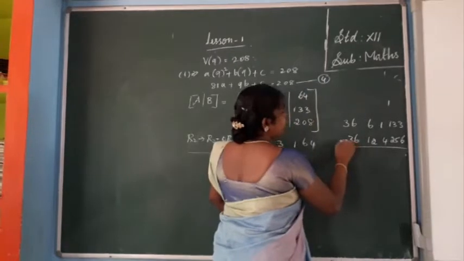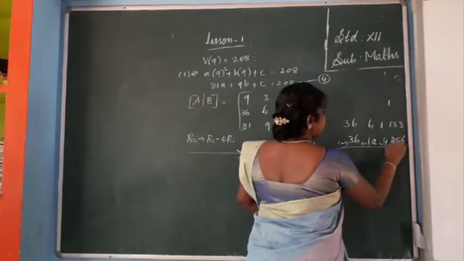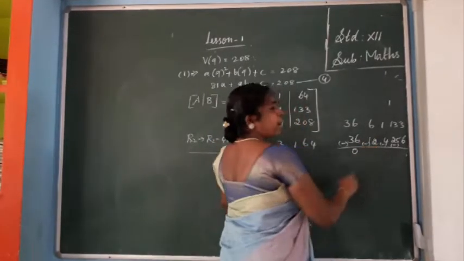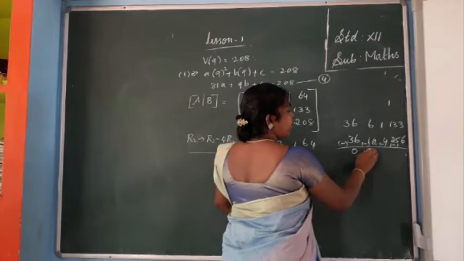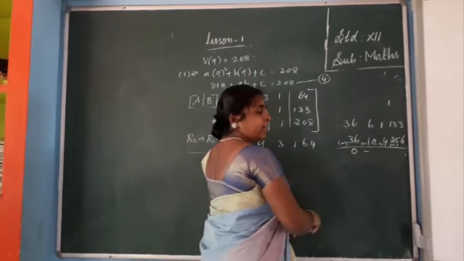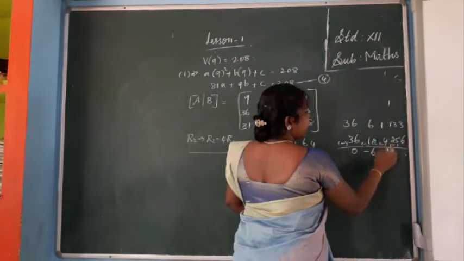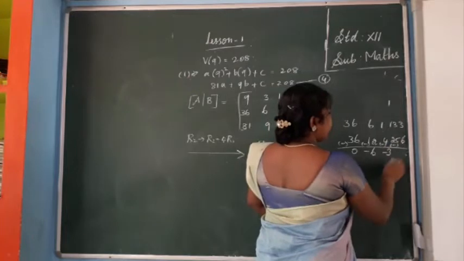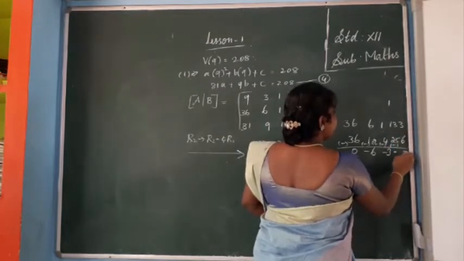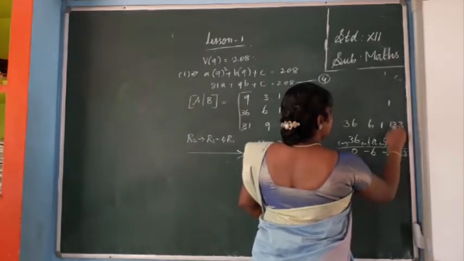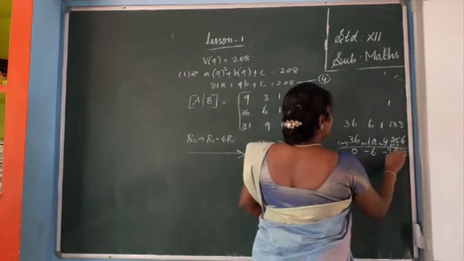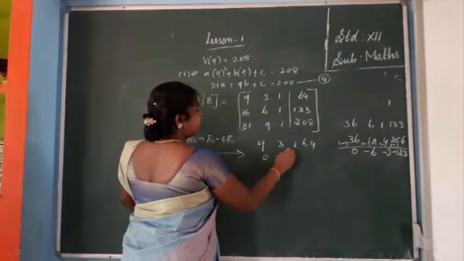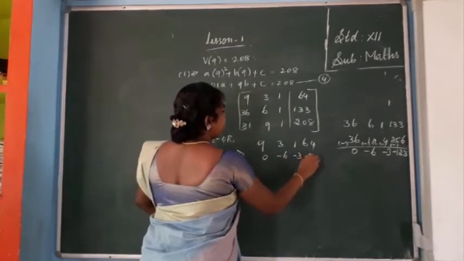Now you subtract: minus, minus, minus, minus. 36 minus 36, cancel, 0. Then 6 minus 12: greater is 12, so simply 12 minus 6 is 6, with minus sign. Then here also greater, so 4 minus 1 is 3. Next here you subtract: greater is 133 minus 256, 6 minus 3 is 3, 5 minus 3 is 2, 2 minus 1 is 1, 123. So you can write here 0, minus 6, minus 3, minus 123.